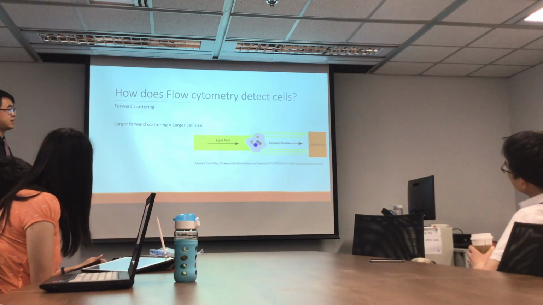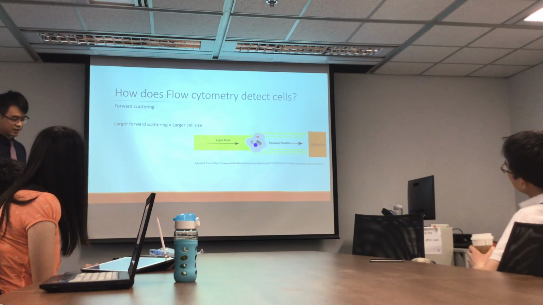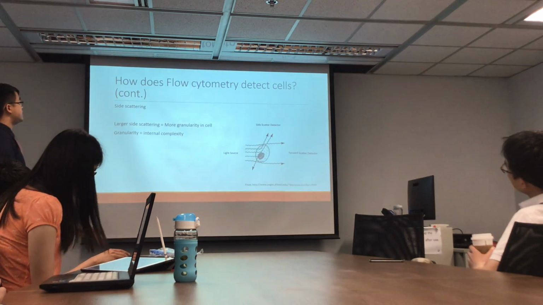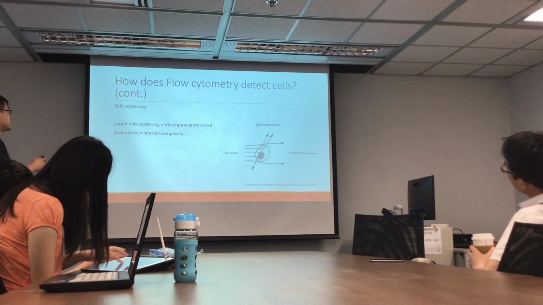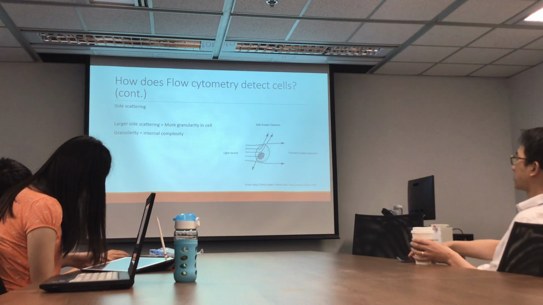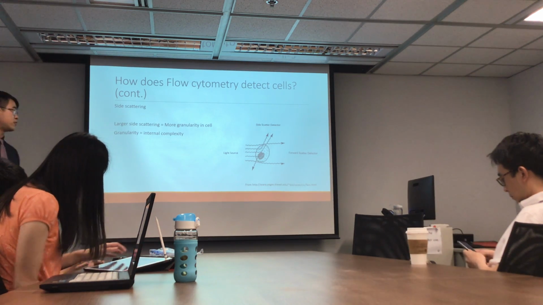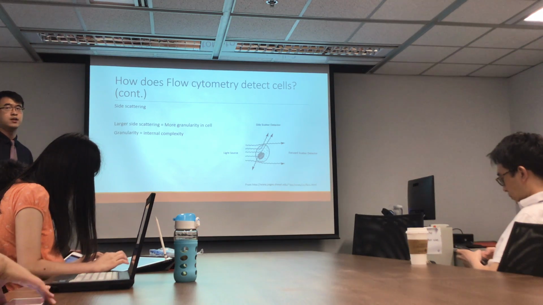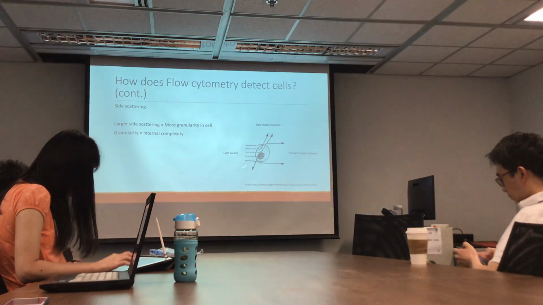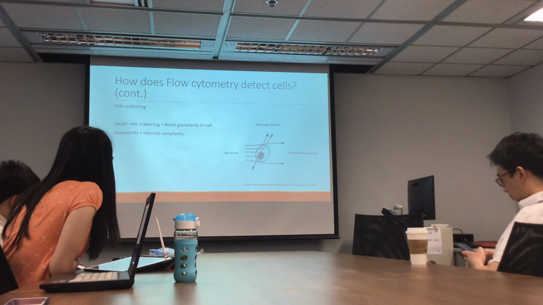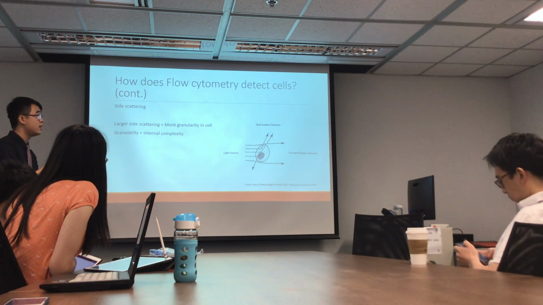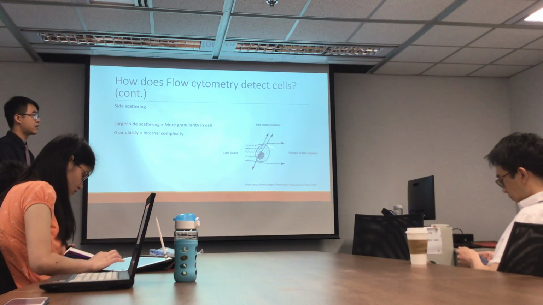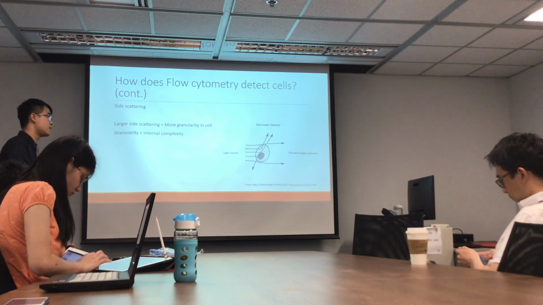And then we have a detector that's directly opposite to the laser beam. The second way of detecting cells is by side scattering. Side scattering is directly proportional to the granularity of the cell, and granularity simply means how complex a cell is. For example, a cell has a nucleus and other intracellular compartments, which are really dense. So when the light hits it, it's not going to pass through, it's going to bounce back, and therefore we have the side scattering detector at the side.